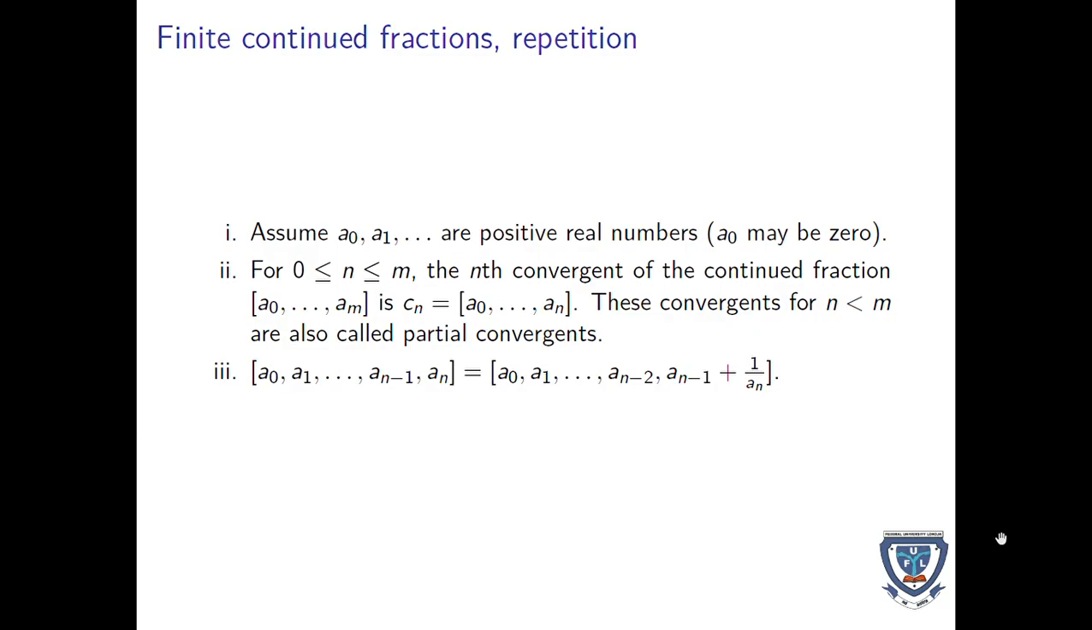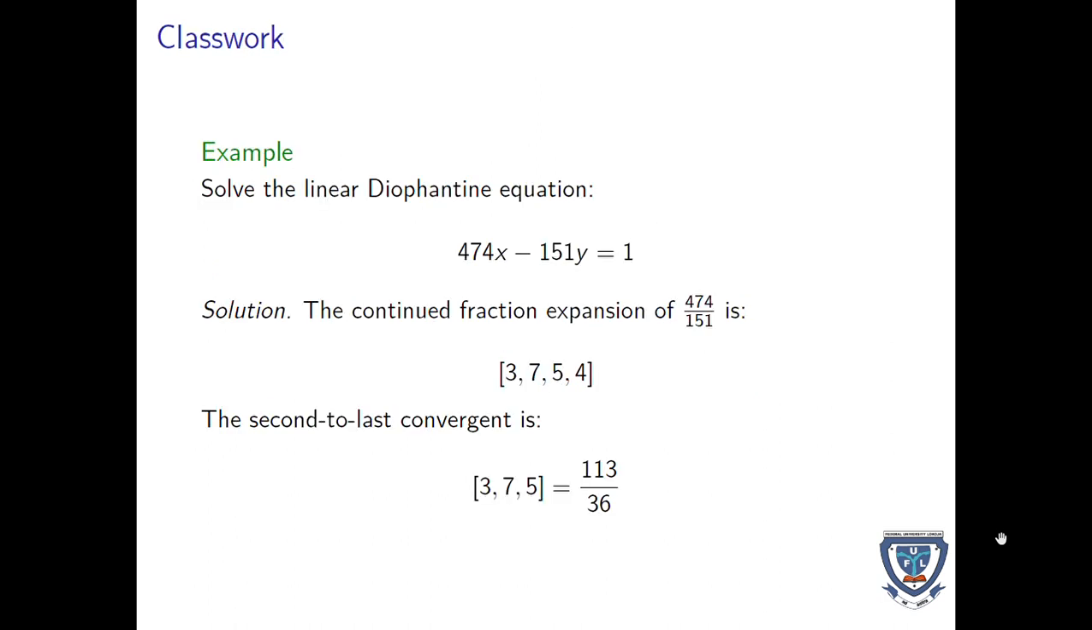Finite continued fractions. Now, here, we should assume a0, a1, and so on are positive real numbers, and for n ranging from 0 to m, the nth convergent of the continued fraction is C_n. These convergents for n less than m are also called partial convergents. Let's see some examples on how to apply the partial convergents.